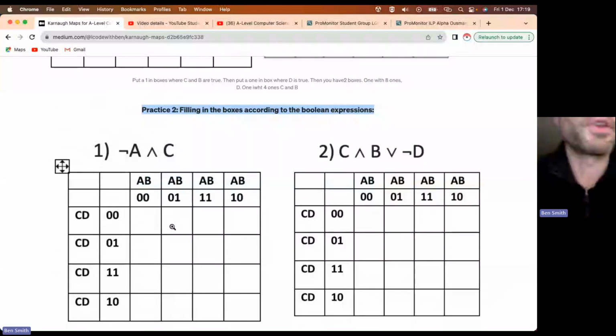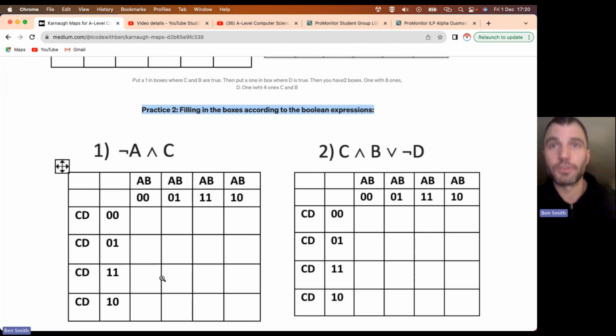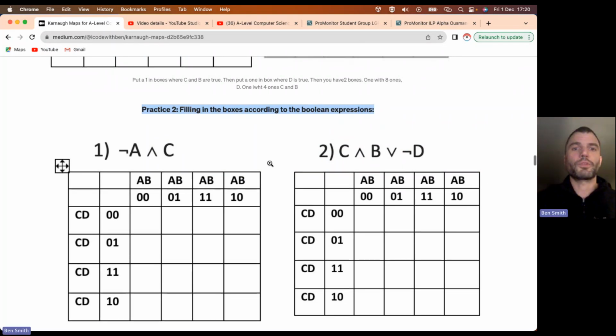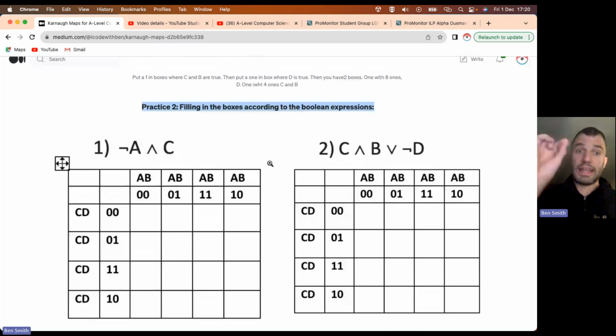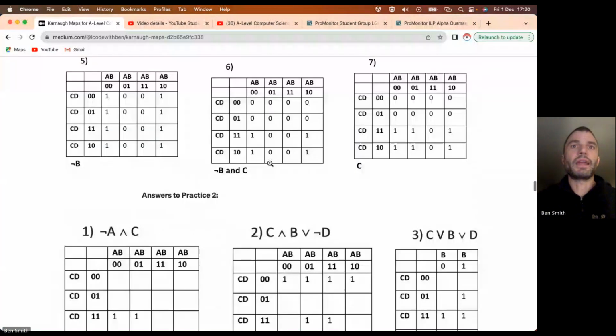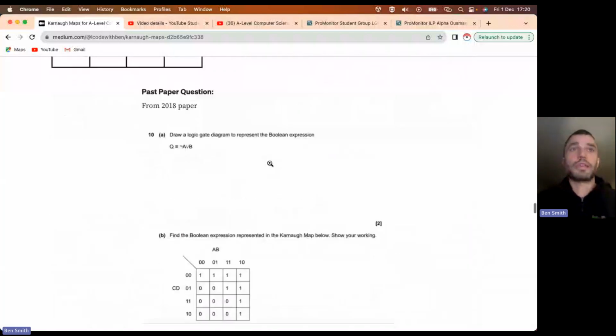Maybe I'll just do one more with you: not A and C. If we were going to choose not A and C, we need to find where that is true. Not A is true here and here, so it'll be on this column. But where is C true? It's true here and here. So you put a 1 here, a 1 here, a 1 here, and a 1 here. So you just have that box, and that'll be not A and C, and everywhere else would be zeros. So have a go at finishing these other ones to practice putting a Boolean expression into a Karnaugh map. Then go and check your answers. You can look at them at the end.